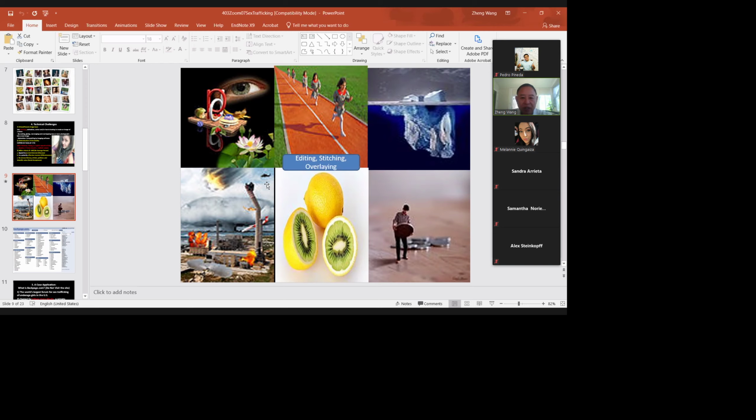So again, it's overlaying, it's editing, it's stitching: putting different pictures together. Does anyone see anything wrong with this picture? Anybody? The kiwi and the lemon. That's right. Who said that? Melanie. Good. That's a kiwi inside, with lemon orange skin outside. Of course, this is stitching, this is editing.